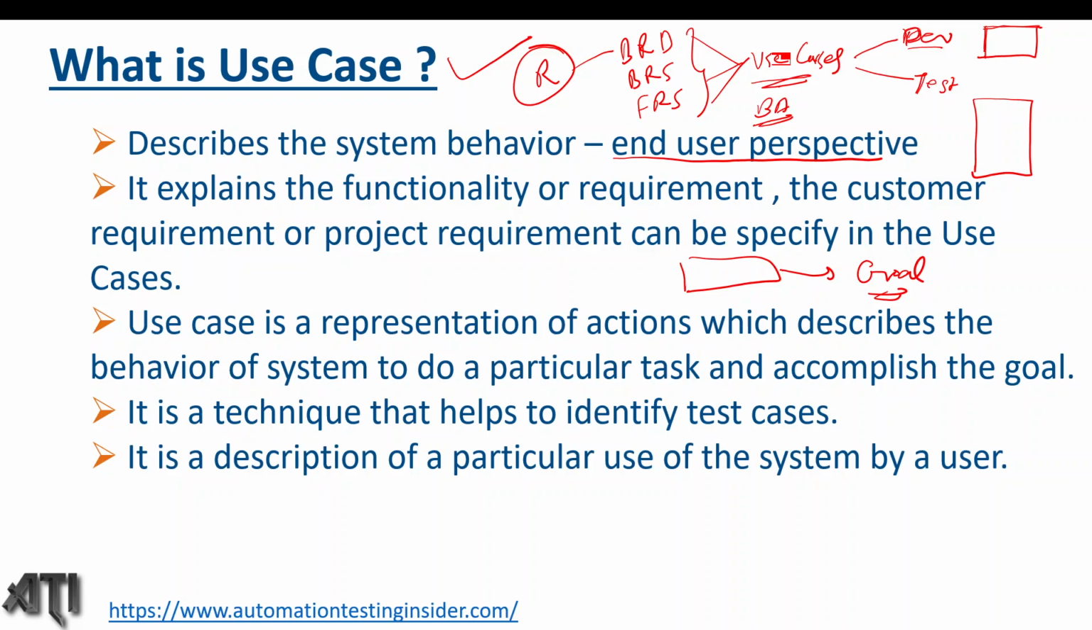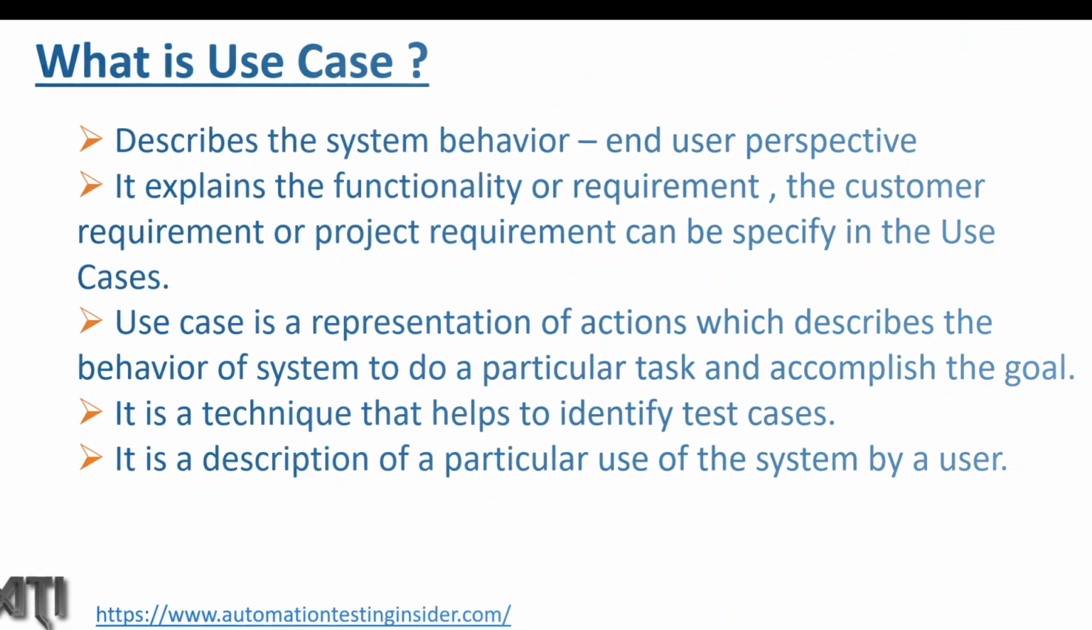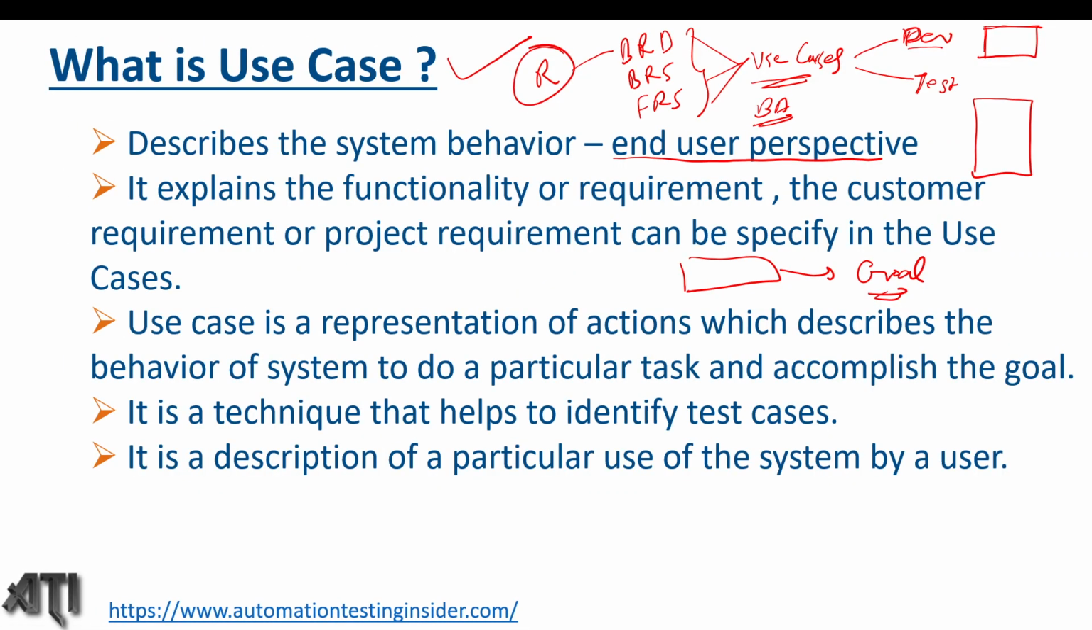It is a description of particular use of the system by a user, and there are few things which are important in use cases. The first thing is actor. Who is going to use the system? Actor. The second thing is system. So actor will use the system to derive the use cases, and third is use cases. So these are the three participants: actor, system, and use cases. Actor will participate in the system to derive the business use cases.